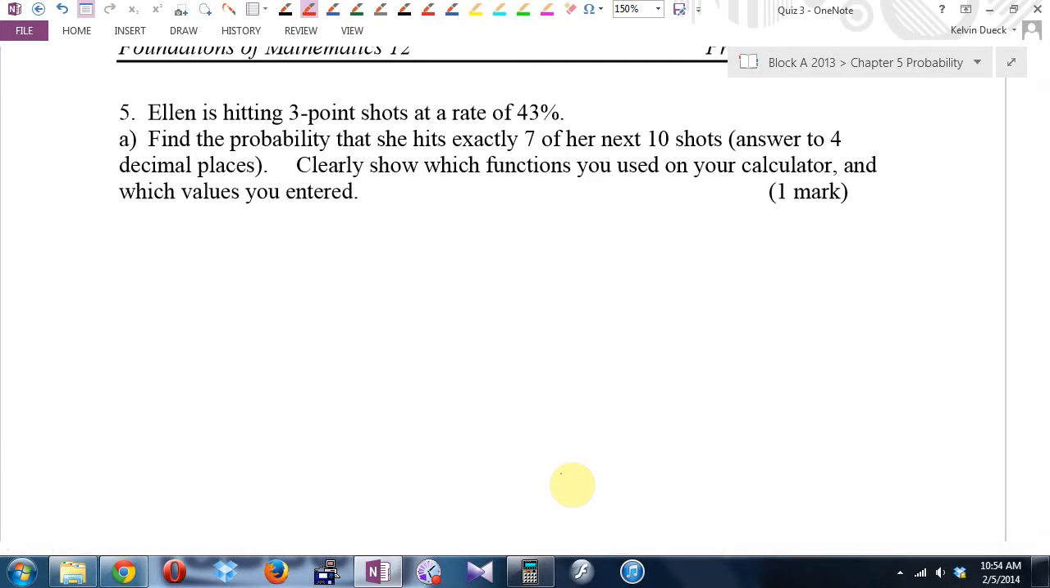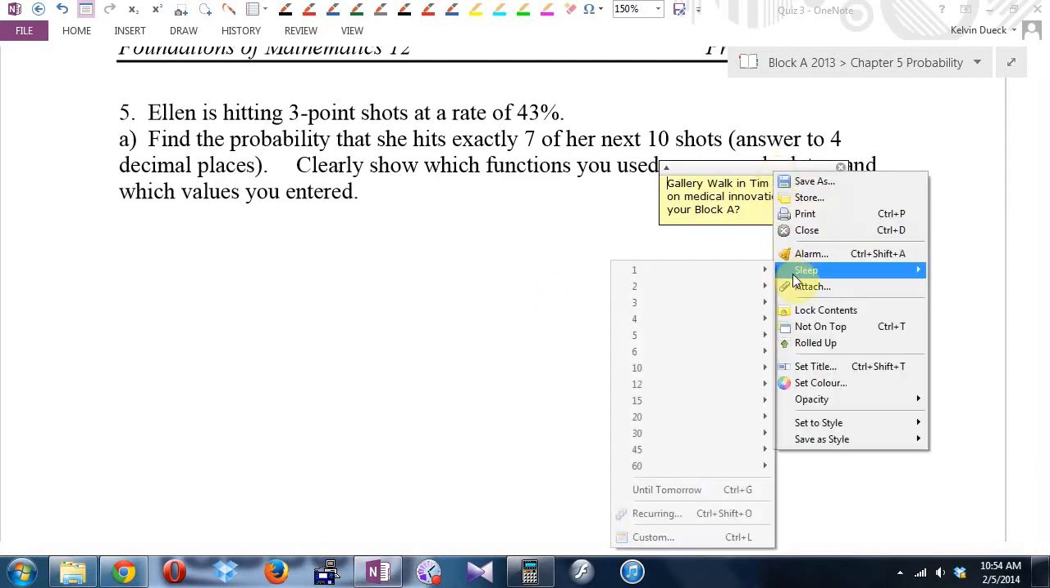Wow, that's pretty good. Find the probability that she hits exactly 7 of her next 10 shots. Of her next how many shots? I don't think we're doing a tree here. This is either bucket or binomial. You know what? I don't think the odds change. If you're hitting it 43%, each time you shoot it, it's going to be a 43%. This is binomial.